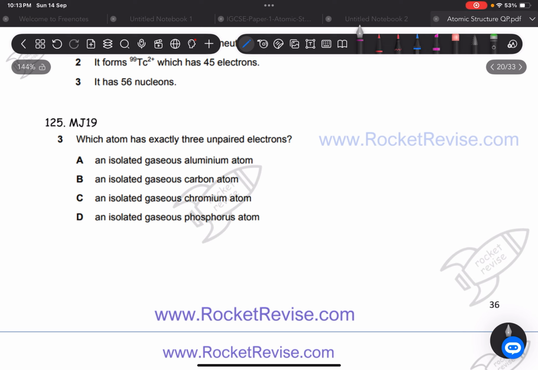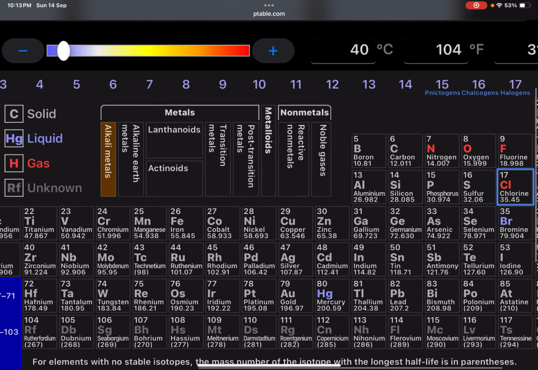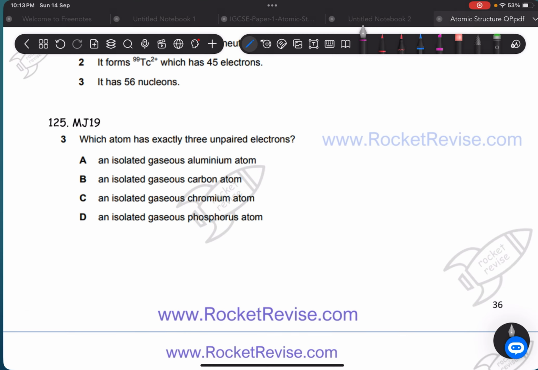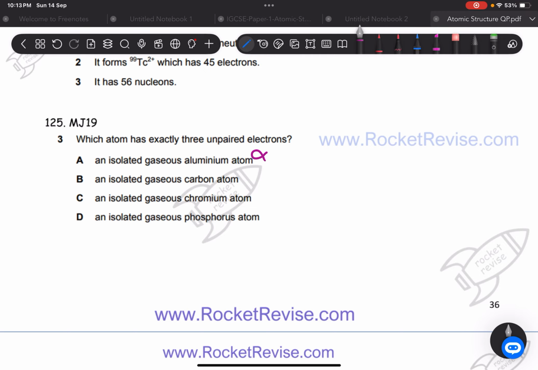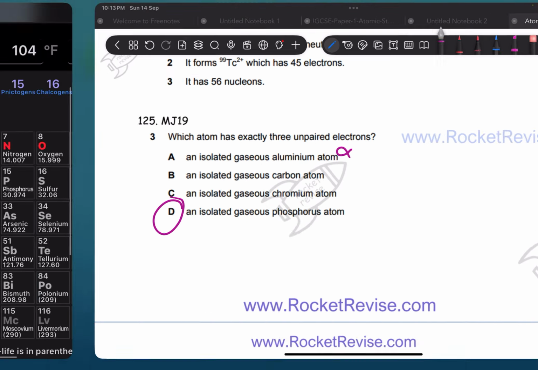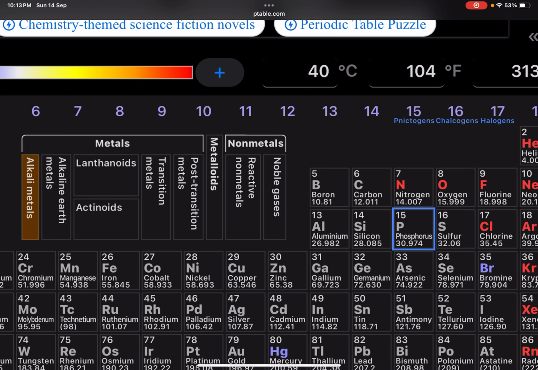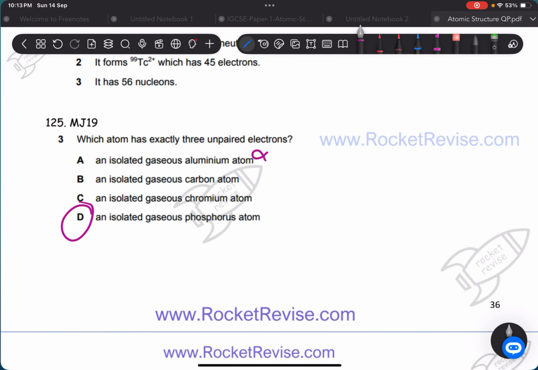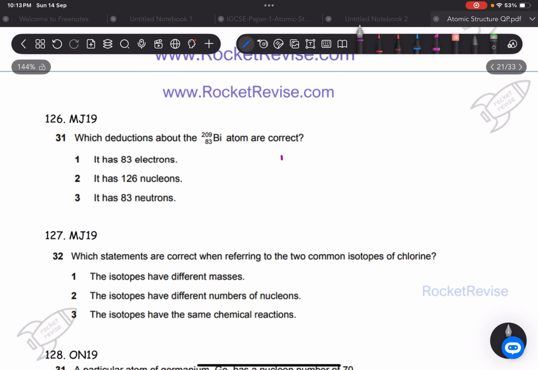Okay, which statement about an atom of Tc, I guess these are pretty basic questions. Let's move on. Which atom has exactly 3 unpaired electrons? An isolated gaseous aluminum atom. Let's check for aluminum. Aluminum is going to be 3p1, so that's going to have 1 unpaired electron. So I don't guess it's aluminum. Let's check for phosphorus. Oh, it's going to be phosphorus, because phosphorus is 3p1, 2, and 3. So this is the P block, and 3p1, 3p2, 3p3. So it's going to be phosphorus. This is pretty easy.